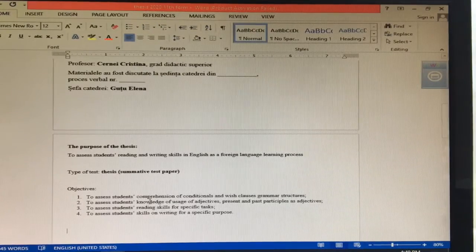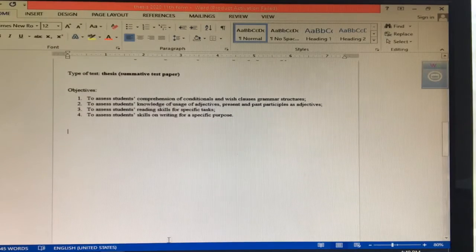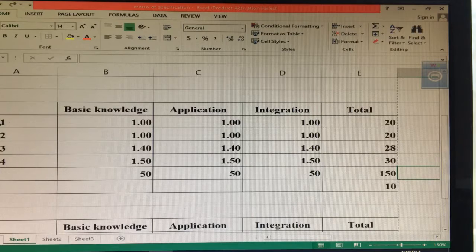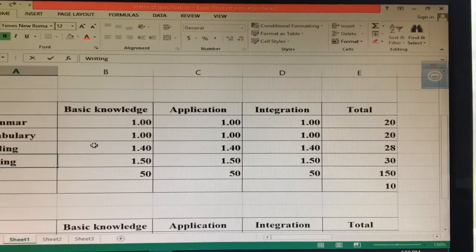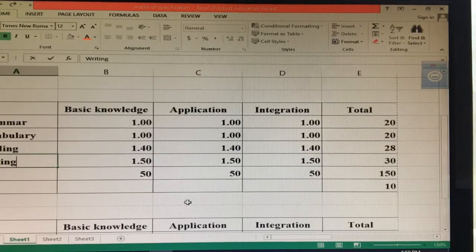Now what we are going to do is have the matrix of specification. So we go to the Excel. I'm going to have grammar. Next activity is going to be vocabulary work. Next, I'm going to have a reading task. And the last one would be writing, because the thesis is 1.5 hours, so I have to be really careful on what I'm going to do with my students. So I plan on about 8 items.